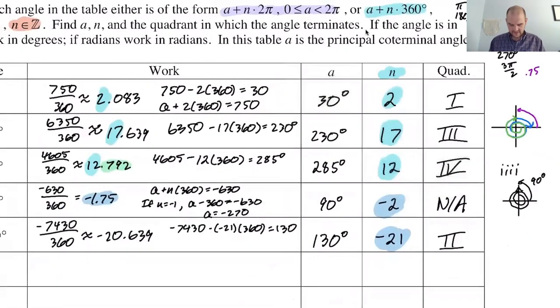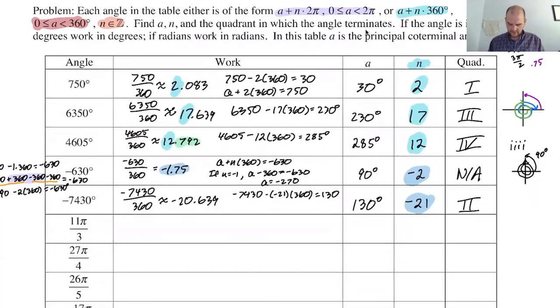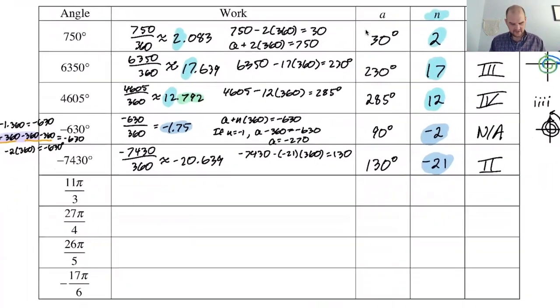We could do the same thing for negative 7430, except nobody wants to rotate negative 21 times. But I would start at 0, rotate 21 times clockwise, and once I'm done with that, I would then rotate 130 degrees counterclockwise. Wherever I end up there, that's where I wanted to stop. It's like you overshot when you rotated. That's how I choose to think about the negatives.